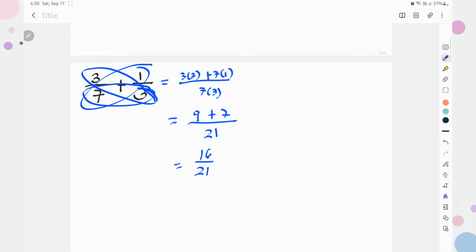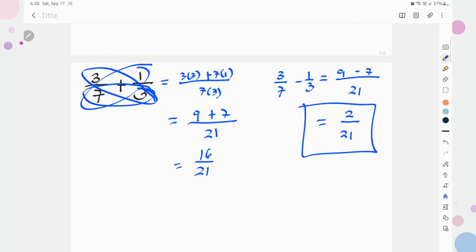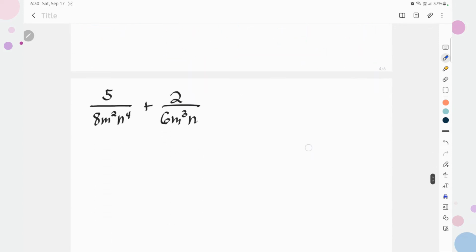What if we're working with that as subtraction? So 3 over 7 minus 1 over 3. So once again, the same. It will have now 21, 9 minus 7. So that's the case. You have now 2 over 21. So that is now the case if you have that. So let's have another one.